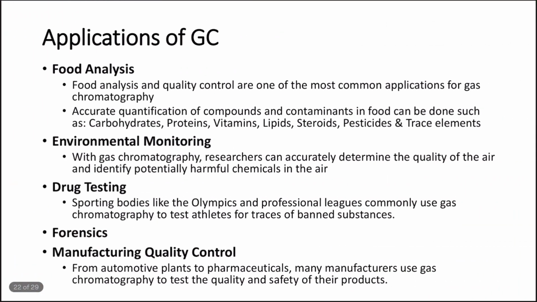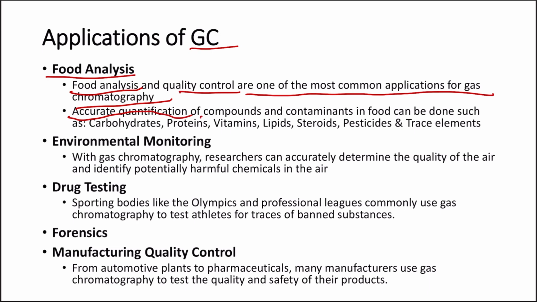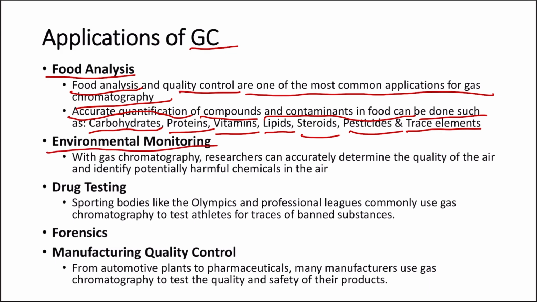Now coming to the applications of chromatography, first the applications of gas chromatography. It is used in food analysis; food analysis and quality control are among the most common applications for gas chromatography. Accurate quantification of compounds and contaminants in food can be done, like carbohydrates, proteins, vitamins, lipids, steroids, pesticides, and even some trace elements present in the food. The next application is environmental monitoring: with gas chromatography, researchers can accurately determine the quality of the air and identify potentially harmful chemicals present in the air.